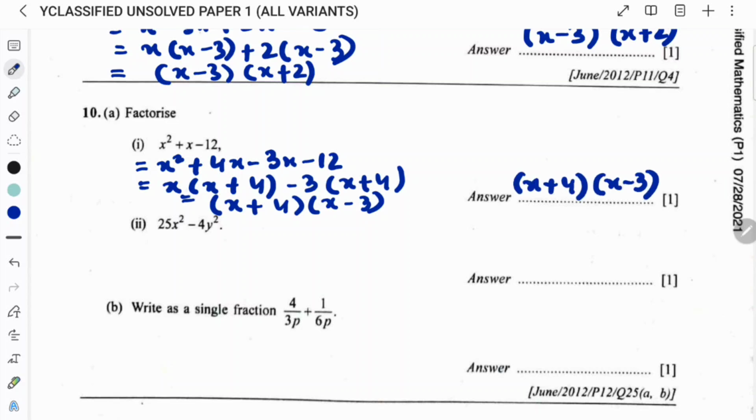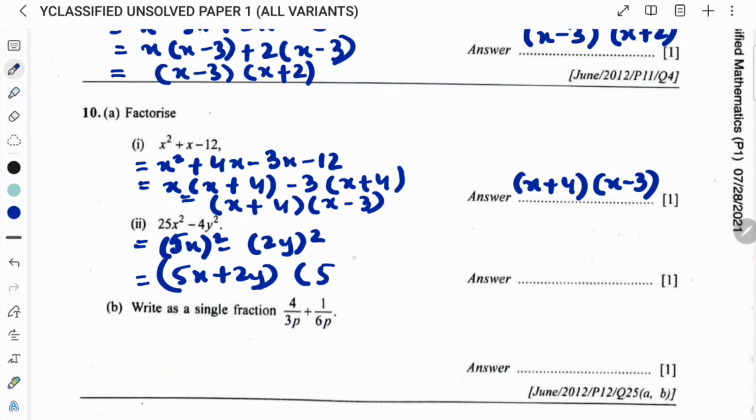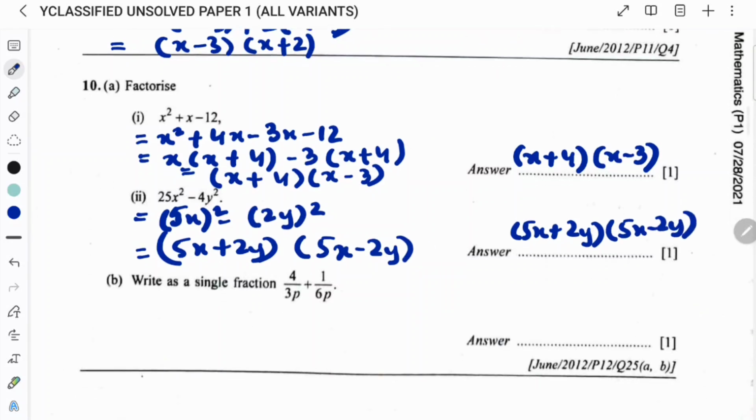The next part is 25x square minus 4y square. So this is again the question. It's the difference of two perfect squares, that is 5x whole square minus 2y whole square. So this is 5x plus 2y and 5x minus 2y. a square minus b square, a plus b, a minus b. So that is 5x plus 2y and 5x minus 2y. The part B is simplification of the fraction.